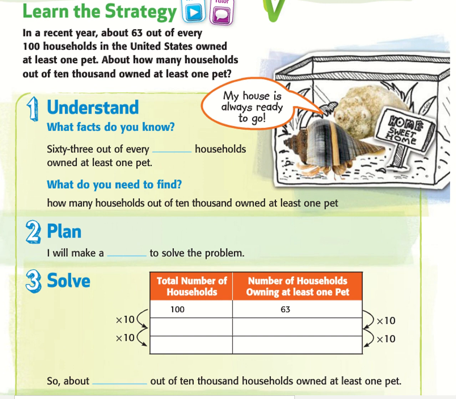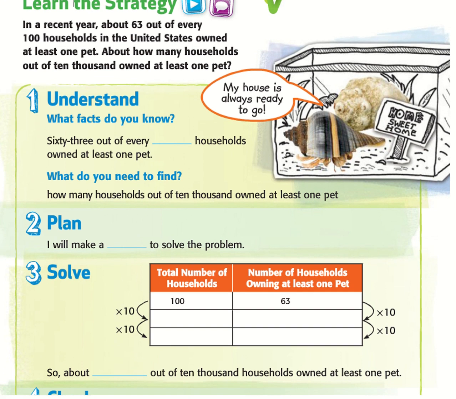In a recent year, about 63 out of every 100 households in the United States owned at least one pet. About how many households out of 10,000 owned at least one pet? So number 1 is understand. What facts do we know? Well, based on the information, we know that 63 out of 100 households owned at least one pet. What do we need to find? How many households out of 10,000 owned at least one pet?